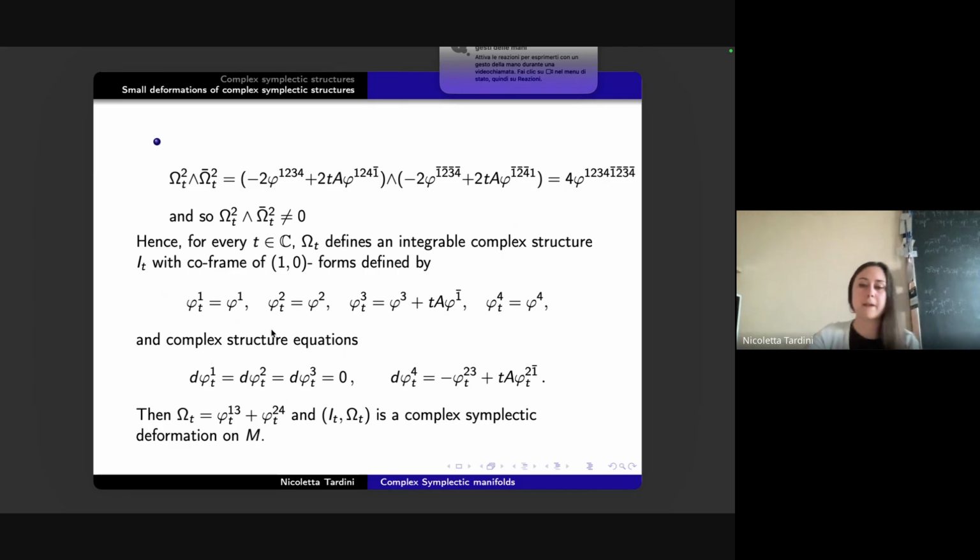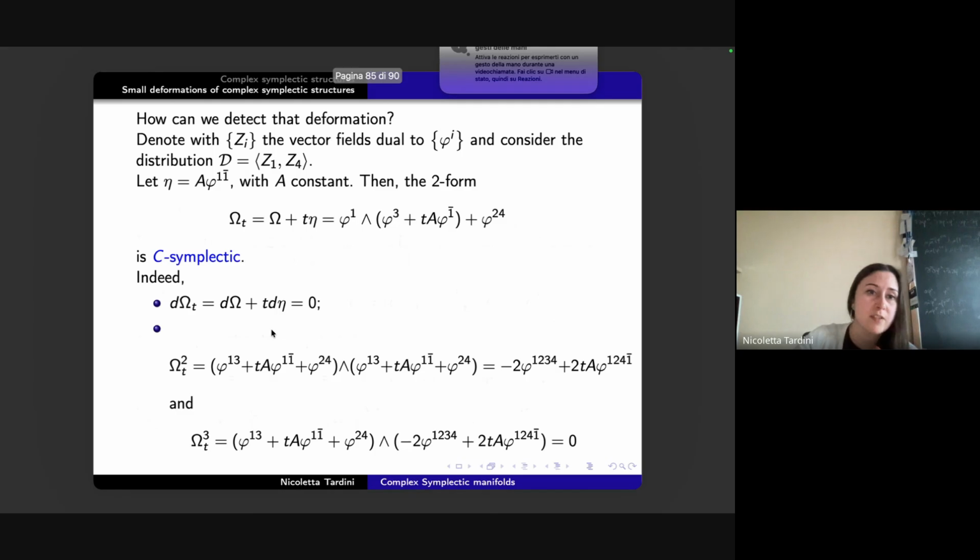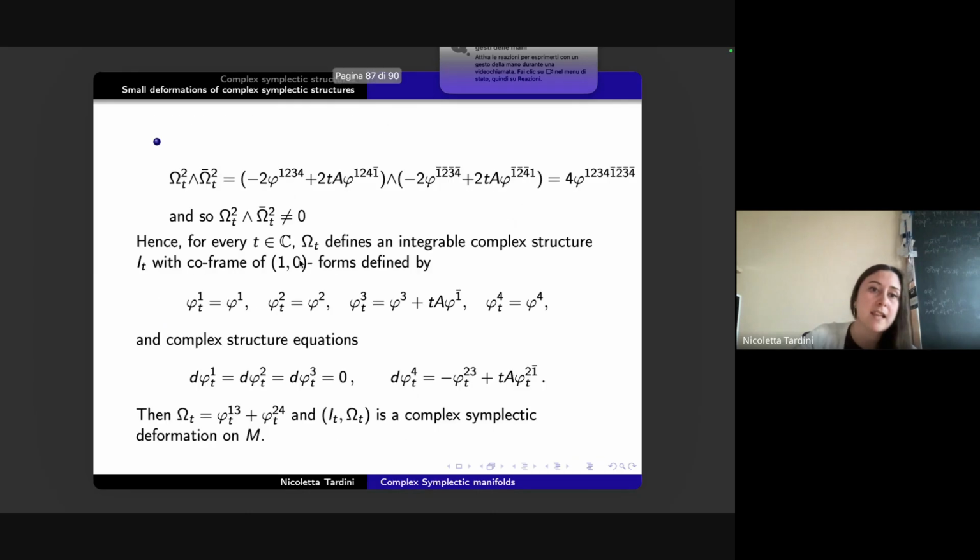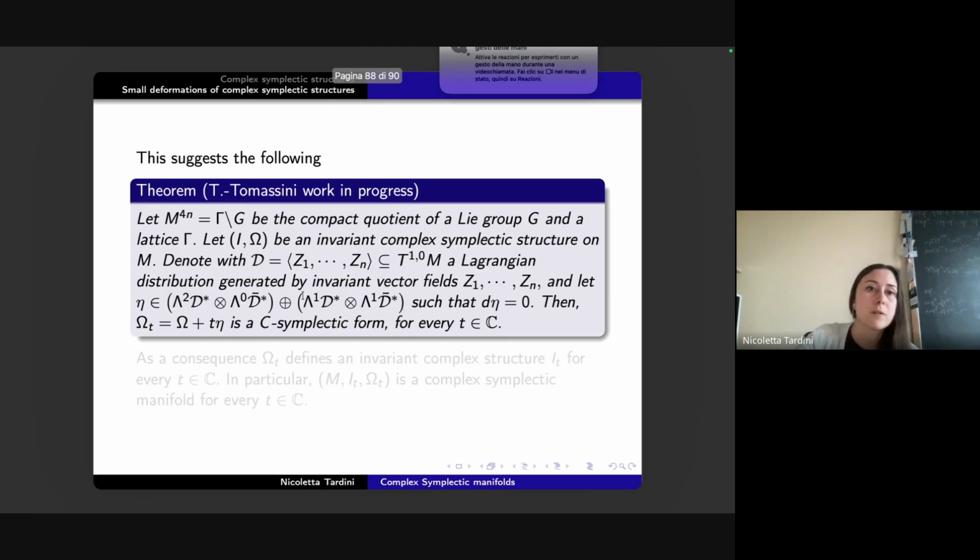Okay, so the deformation that we constructed before, that was not satisfying any of our sufficient conditions, has been constructed in this way, where essentially we deformed omega in order to have a C-symplectic form, and then we recover the deformation for the complex structure from them. And so, again, this is suggesting this result, but this is a work in progress. But the idea would be the following.